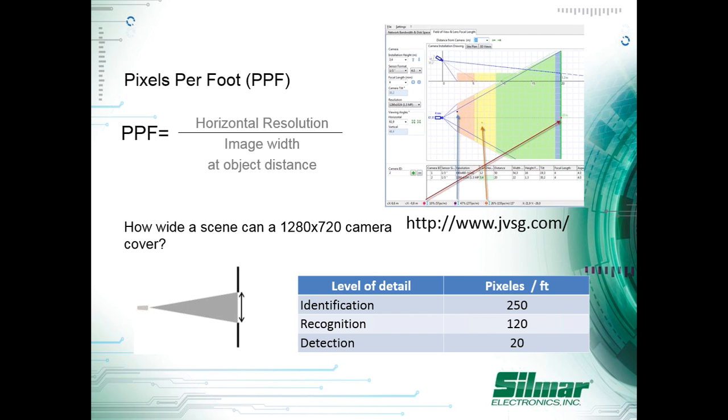Let's see what that might look like. Oh, sorry, before we go on, there's a website that we use called jvsg.com, and it's a great tool to differentiate what view I can expect with a given camera. You enter in the camera, its resolution, and its mounting height, and it's going to give you 3 colors: green for identification, yellow for recognition, and all the way at the end would be detection. So with this software, you'll be able to find out before actually doing the installation whether you have enough pixels per foot to capture what you are looking for.